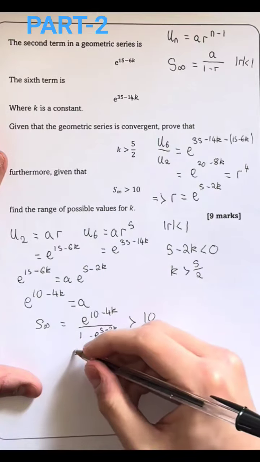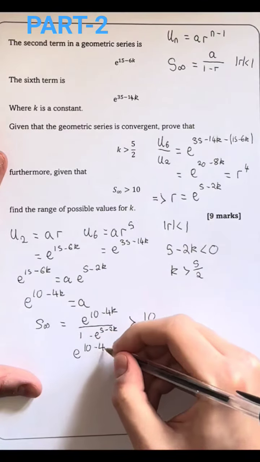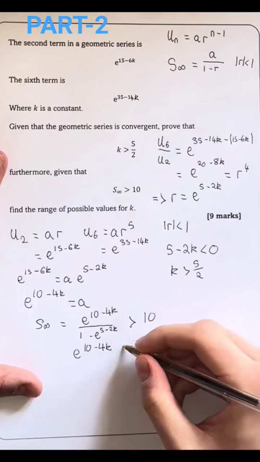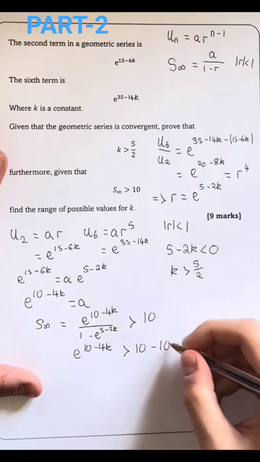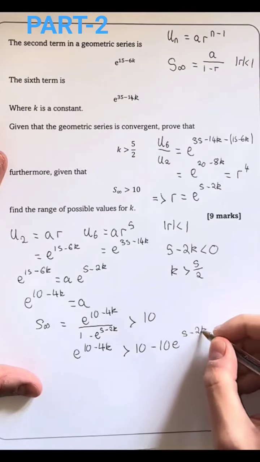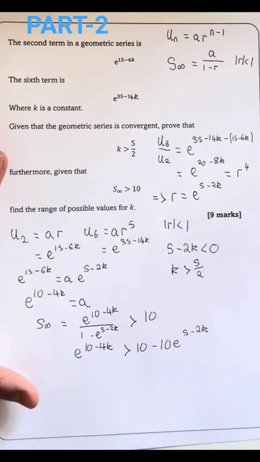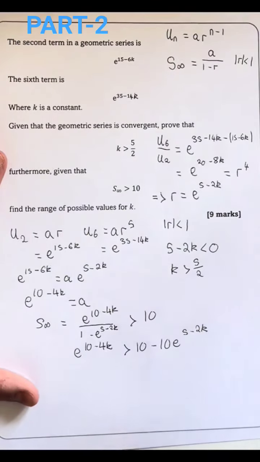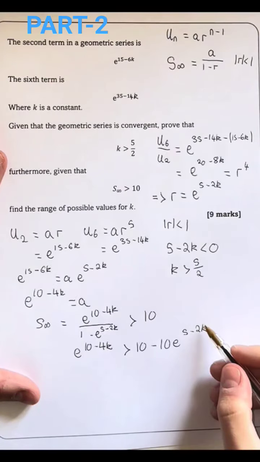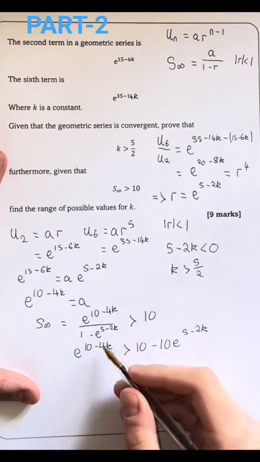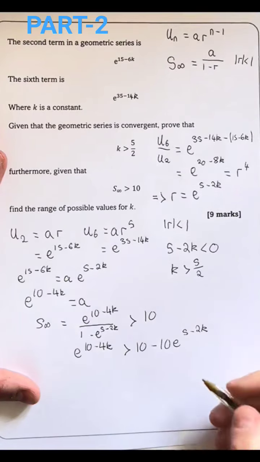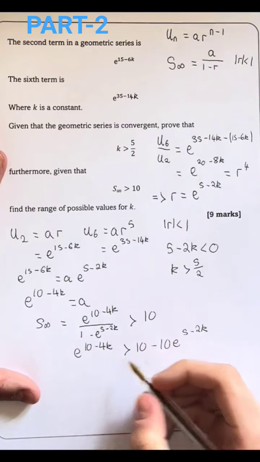So doing this, what do we have? We have e to the 10 minus 4k is greater than 10 minus 10e to the 5 minus 2k. Now, whenever you're dealing with equations or inequalities that involve exponentials, you always need to be on the lookout for the following thing, and that's if you can spot that one of these exponentials is just the other exponential squared.